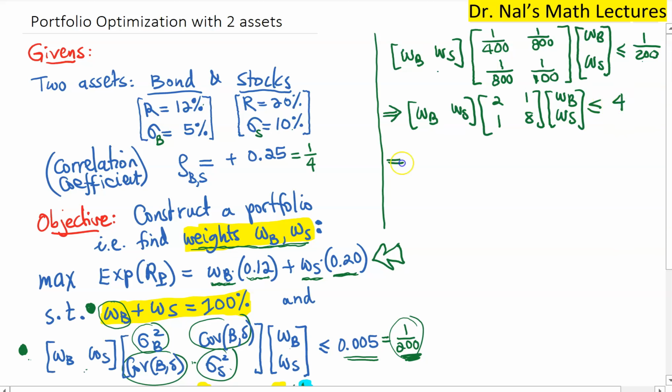Now we can go ahead and multiply things out. I will multiply the second matrix with the third matrix. We still have the first matrix intact.